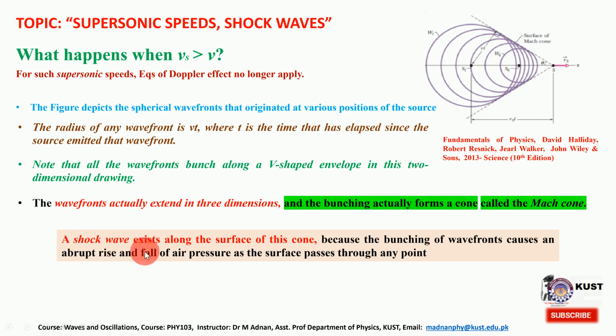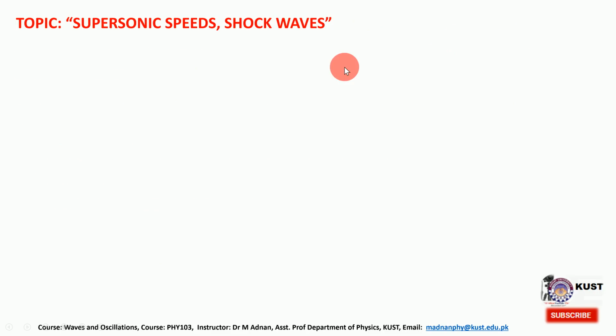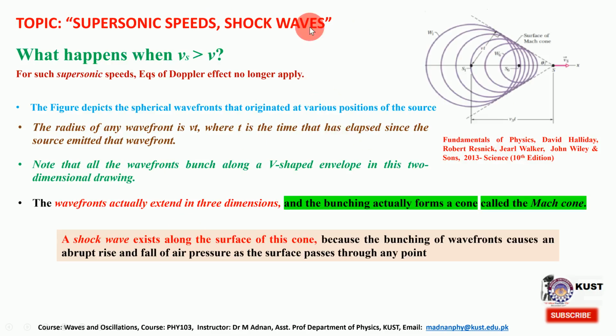Now a shock wave exists along the surface of this cone because the bunching of wavefronts causes an abrupt rise and fall of the air pressure as the surface passes through any point. So that is the case, and shock waves exist for such a situation when you have the source moving with greater velocity, and due to that, the pressure waves give rise to the shock waves.